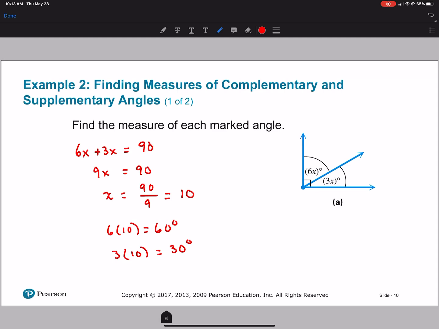Now, how did I know it was 90 degrees? It's a box right here. Usually when that box is there like that, it is a 90-degree angle. Anytime you see the box like that, it's a 90-degree angle.